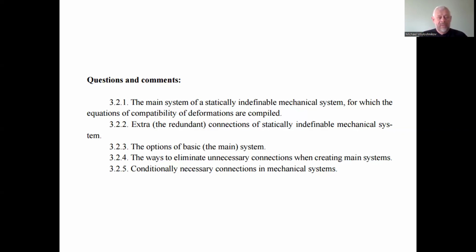If we remove the absolutely necessary connection, then perhaps the system will be instantly variable, as in the case of the location of all joints of the main system on one straight line.